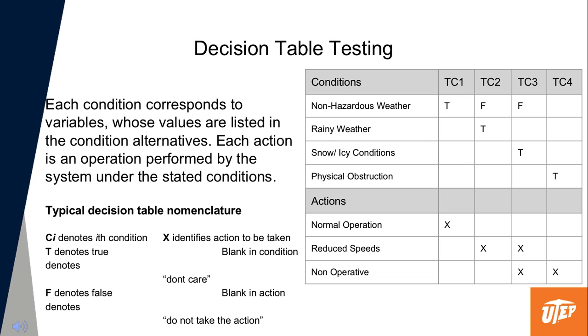If the system is having to operate in rainy weather, the non-hazardous role will be marked as false with the letter F, and the rainy weather condition will be marked as true with the letter T. The action that will then be taken is to reduce the shuttle bus's speed, which is identified with the letter X in the lower right quadrant. This process is then followed for all the possible conditions and their combinations that could affect the behavior of the system. By using this method, you will ensure a better coverage for testing.